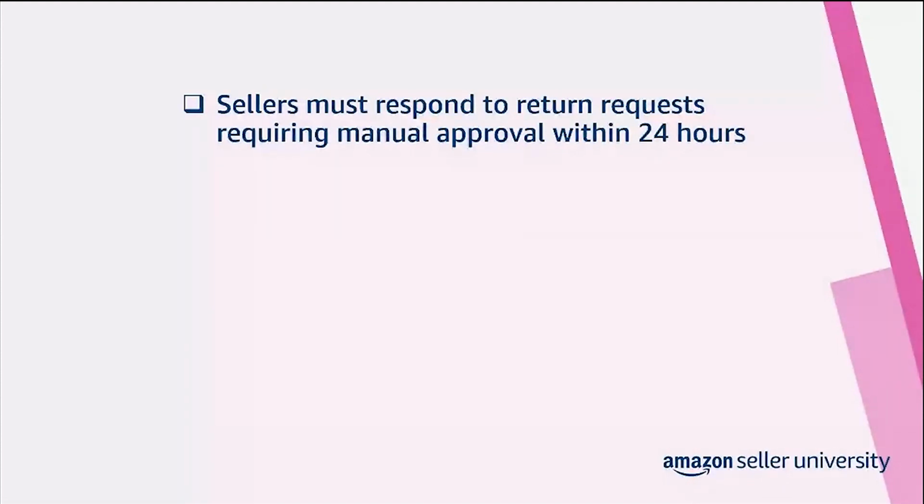Sellers are required to respond to return requests requiring manual authorization within 24 hours. You can review and respond to return requests by selecting Manage Returns in the Orders section of the Seller Central main menu. When Amazon authorizes a return, we will provide your customer with a prepaid shipping label on your behalf through Buy Shipping Services.